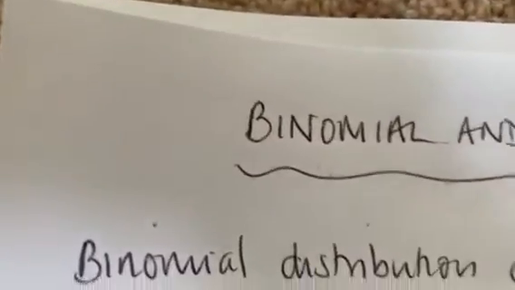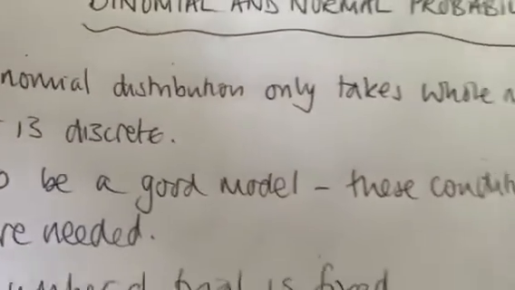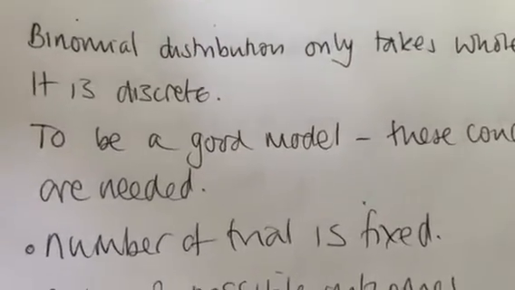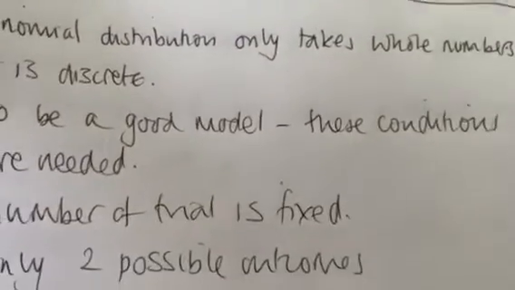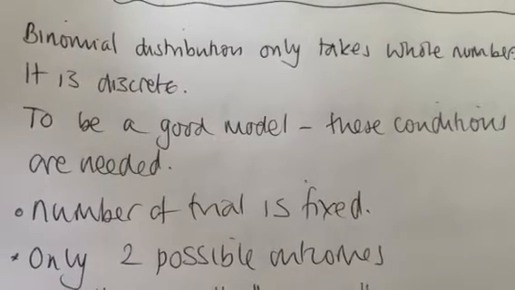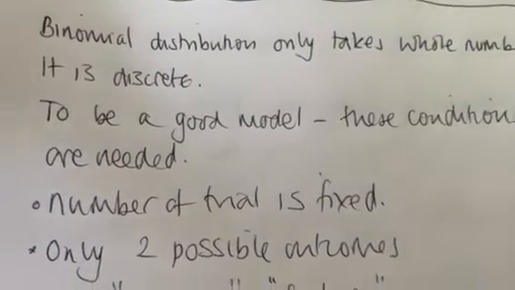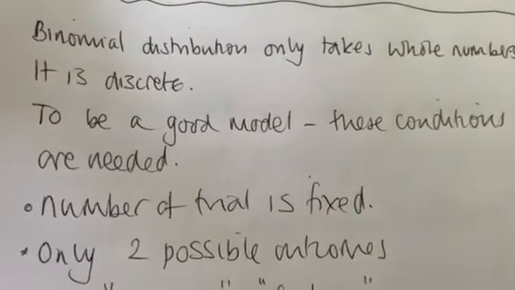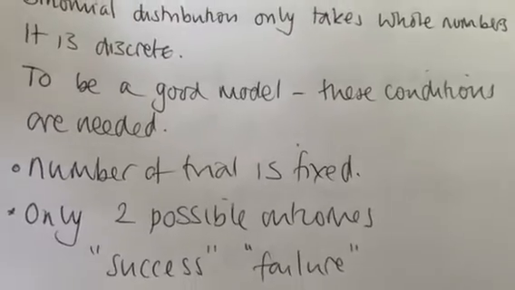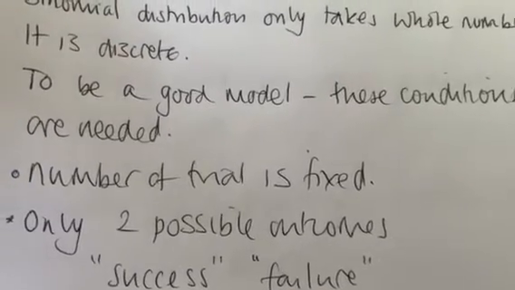Okay, binomial distribution. Binomial distribution takes whole number values. It's a discrete distribution. To be a good model, you need to satisfy these four conditions. The number of trials must be fixed. You don't have to know what the number of trials is. That might be an unknown, but they have to be fixed trials. You only have two possible outcomes, success and failure.